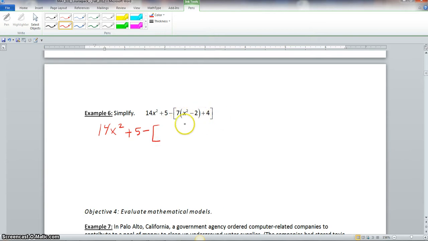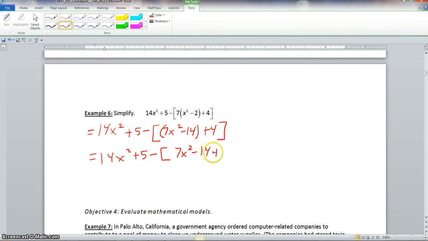So we go inside of this bracket, and we could take, first of all, x squared minus 2. They're not like terms, so we cannot do anything with them on the inside. There's no exponents on the outside, so we would take this 7 and multiply by this parenthesis. It would be 7x squared minus 14, and then that would be plus 4. Now I just left it in parentheses, but we could pull that out of the parentheses. So we have 14x squared plus 5 minus the bracket of 7x squared minus 14 plus 4.